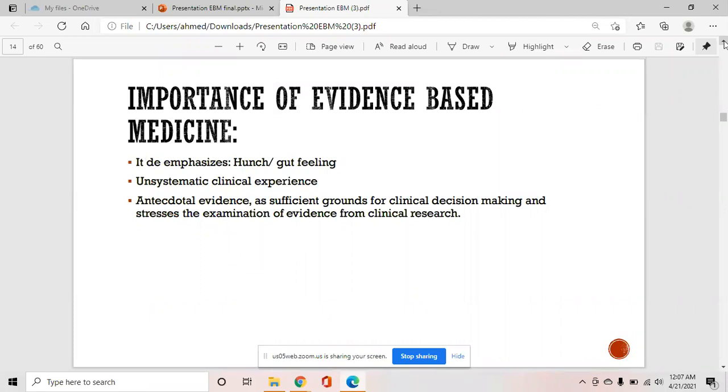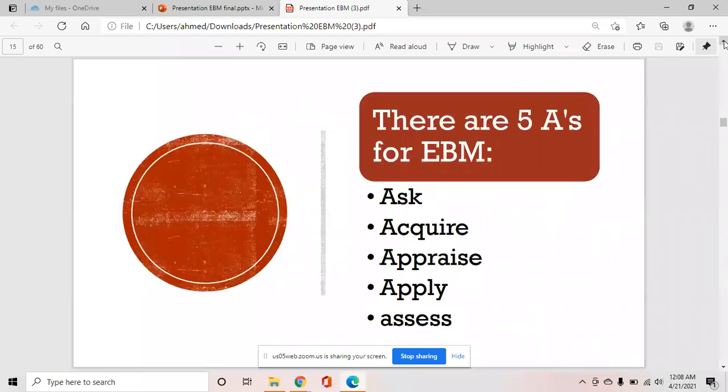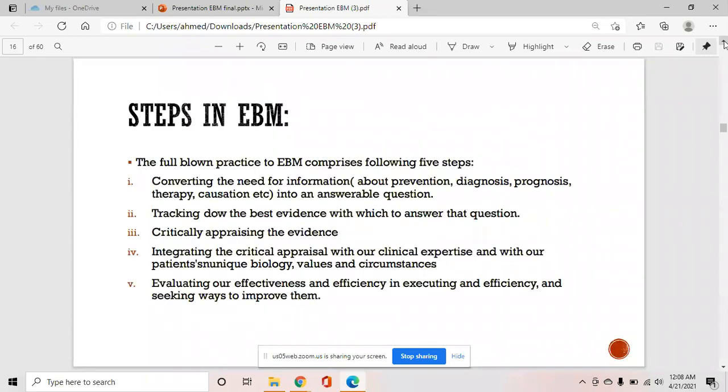Importance of evidence-based medicine. Important points are: it de-emphasizes a hunch or gut feeling, unsystematic clinical experience, and anecdotal evidence as sufficient grounds for clinical decision making, and stresses the examination of evidence from clinical research. There are 5 A's for evidence-based medicine: ask, acquire, appraise, apply, assess.